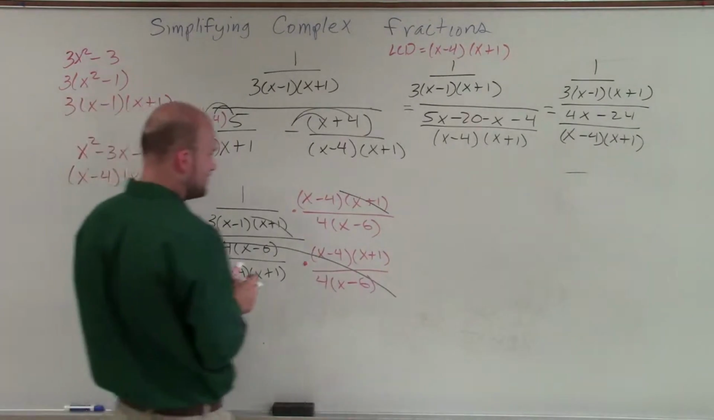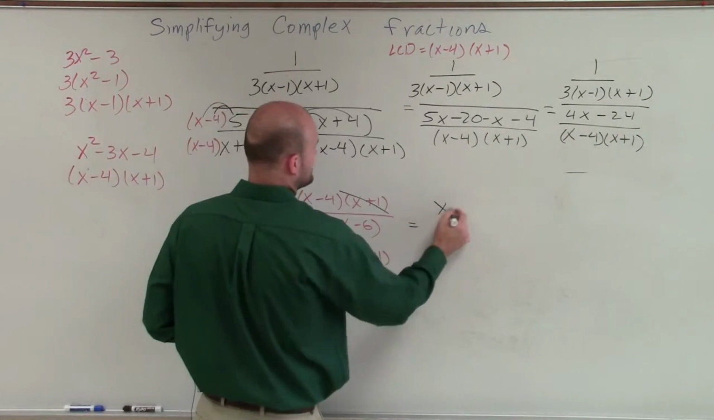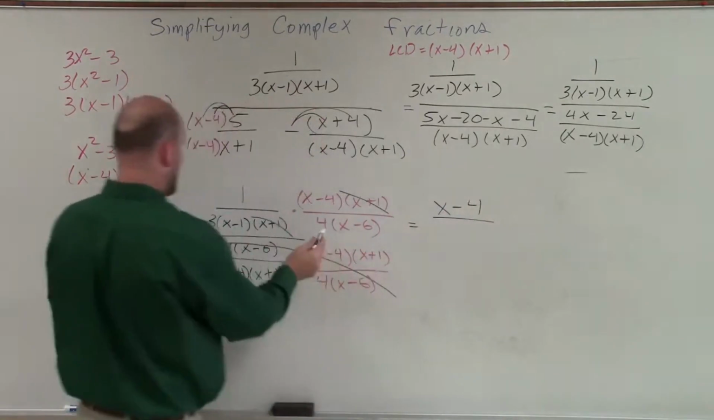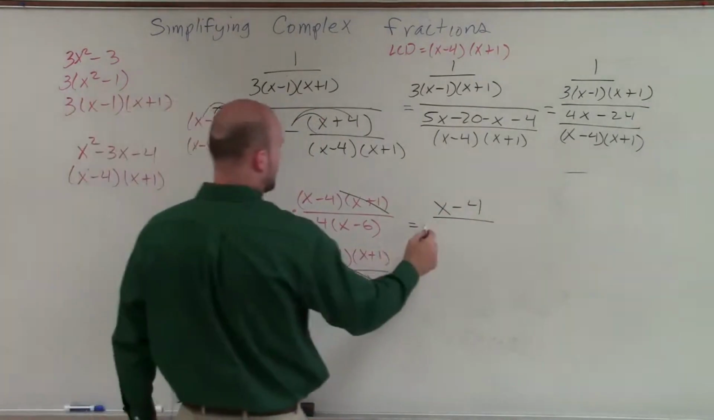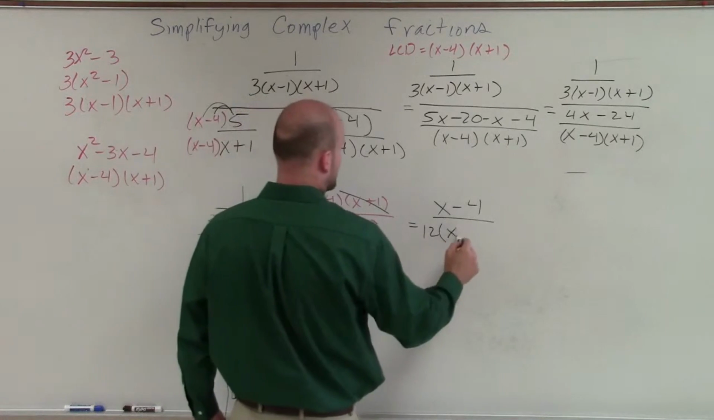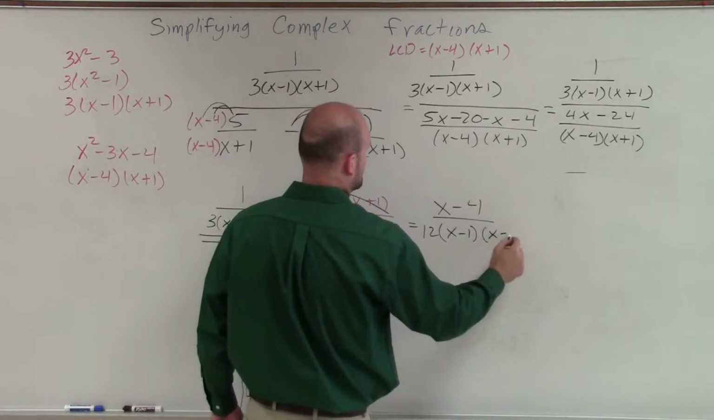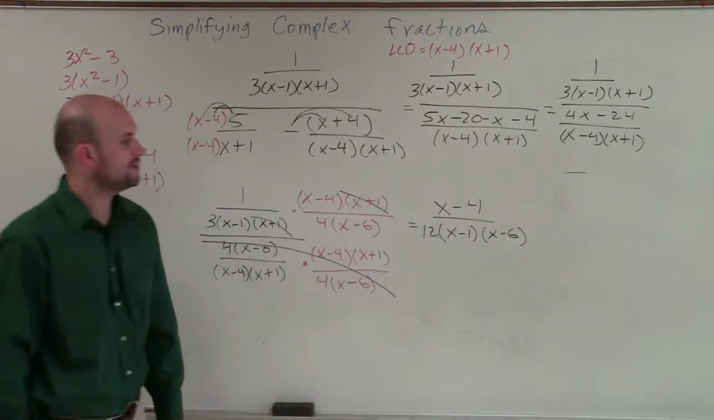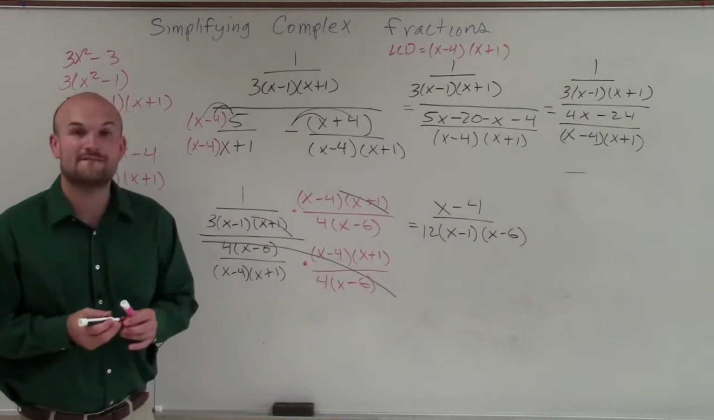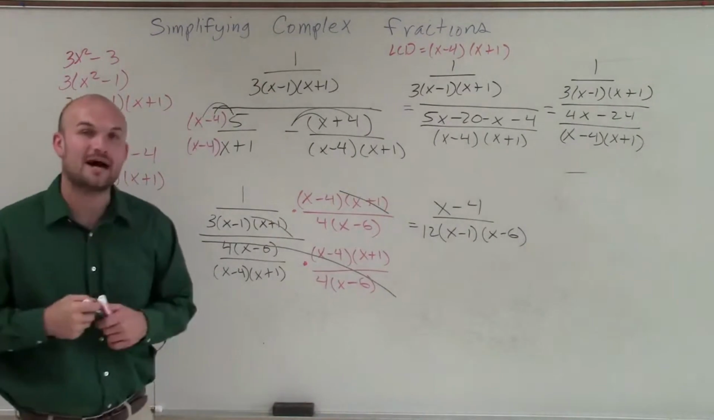And therefore, I'm going to be left with the final answer of x minus 4 divided by 4 times 3 is 12. And then we have an x minus 1 and an x minus 6. So there you go, ladies and gentlemen. That is your final answer on how to simplify complex fractions.